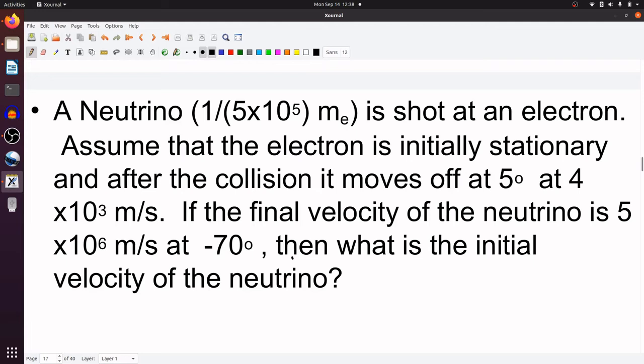So, basically, I'll draw a picture here in a second. After the collision, we see the electron moves off at 5 degrees at 4,000 meters a second. The final velocity of the neutrino we can measure is 5 million meters a second at -70 degrees. We want to figure out the initial velocity of the neutrino.